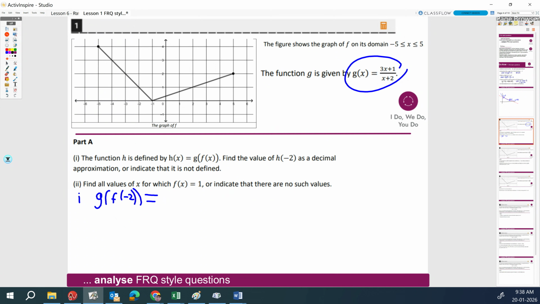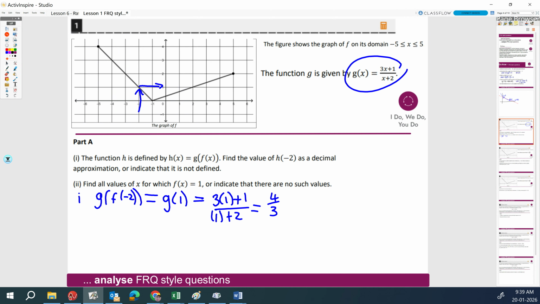We need to find g of f of -2. So we start by finding f of -2. F of -2 brings us up to this point, we go back to that point, we get a 1. So that becomes g of 1. G of 1 means we put it into this function. So this is equal to 3 bracket 1 over 1 plus 2. That's going to give us 4 over 3.